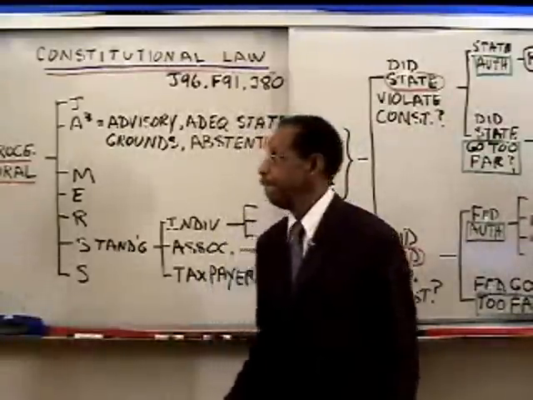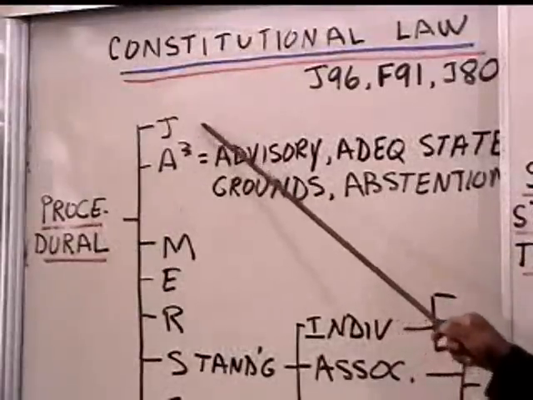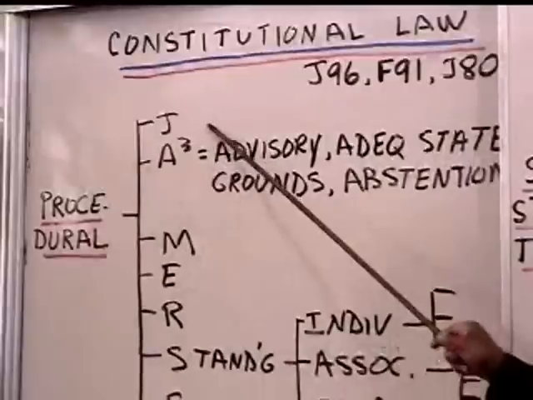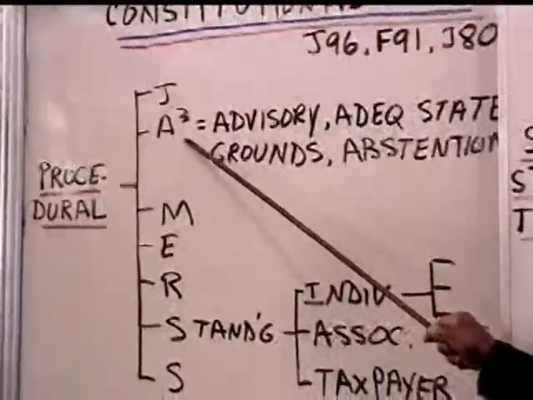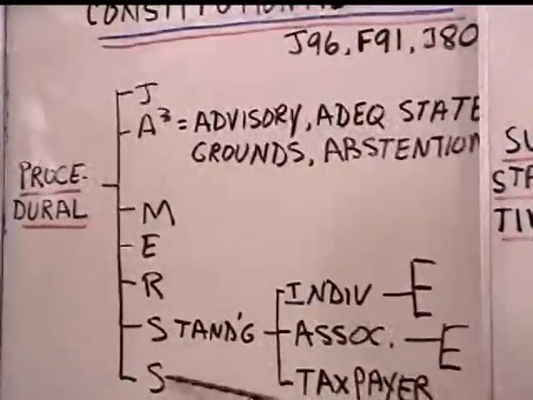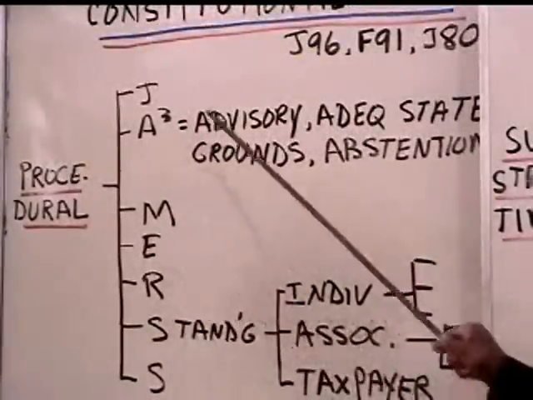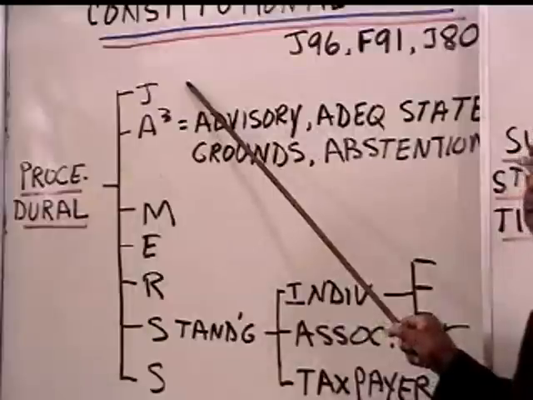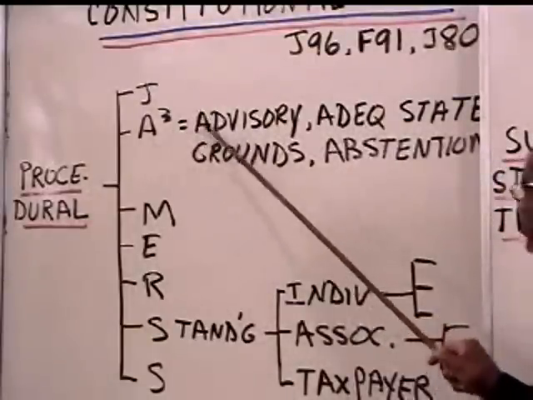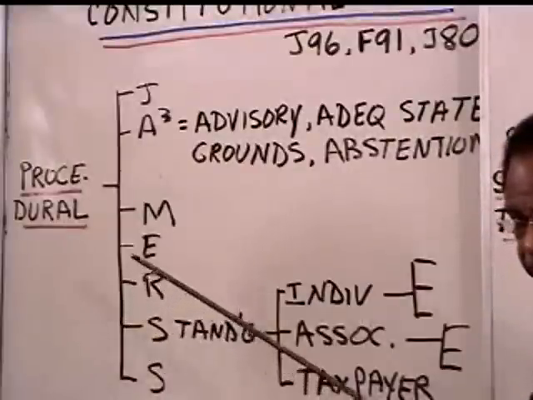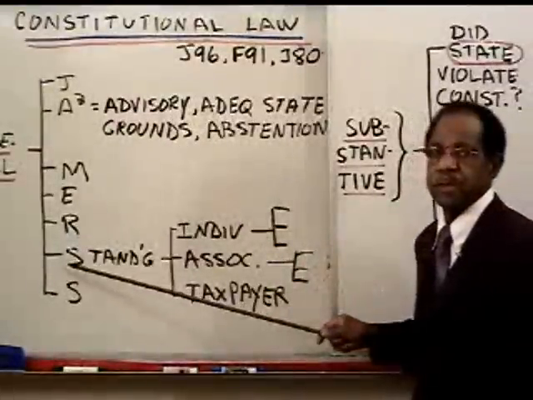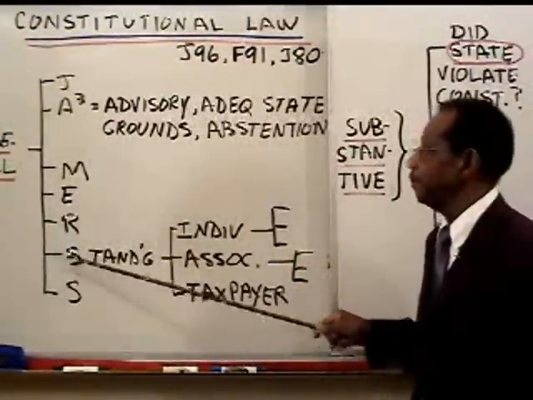Procedural con law, the issues can be summarized here by this mnemonic JAMMERS. J, there are 3 A's, and so I have an A cubed here. M, E, R, S, S, 2 S's in JAMMERS. Let's talk a little bit about each one of these. First of all, in the What to Write book, there is a paragraph or 2 or 3 about each of these, right in the early pages, page 3, 4, 5, right in there someplace. So you can read about each of these. Let me give you an oral summary about them.